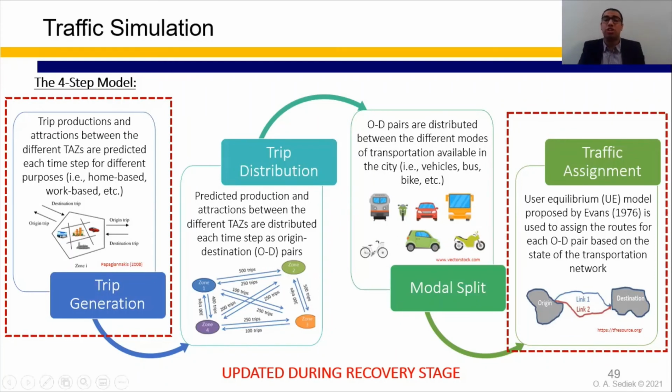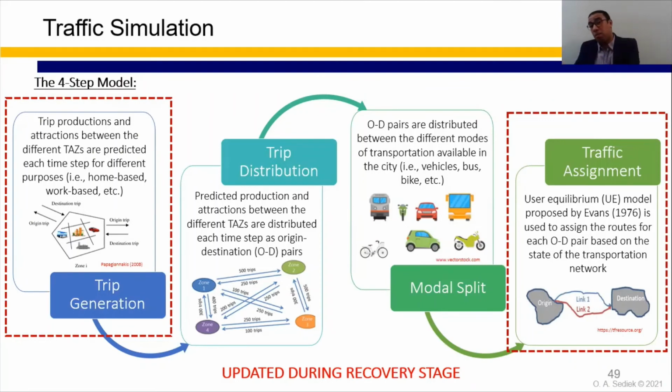The trips are actually updated in three ways. First, the trips made in the healthcare system are added to the trip generation step. The trips made to remove debris from the community are added to this step. And the trips are reduced based on the reduction in the functionality of the buildings in these zones.